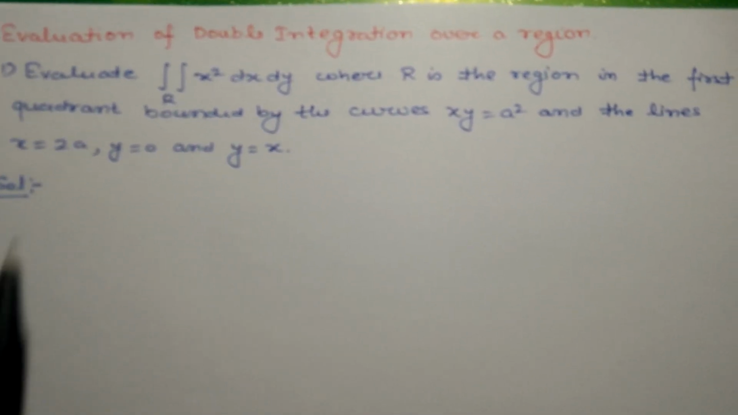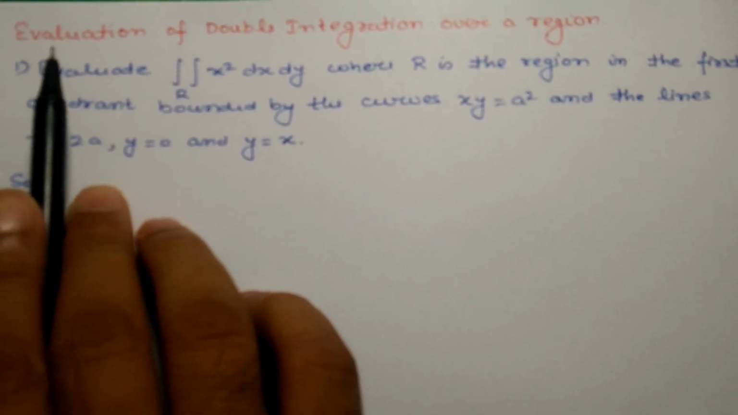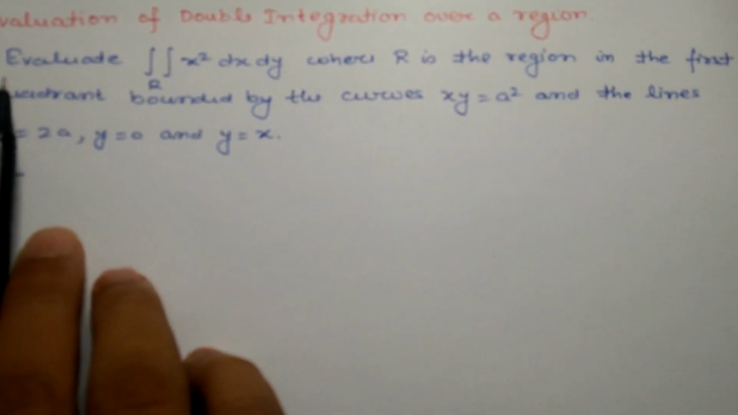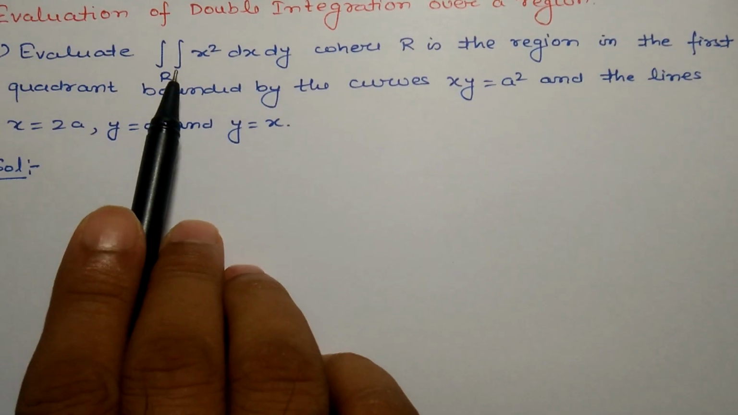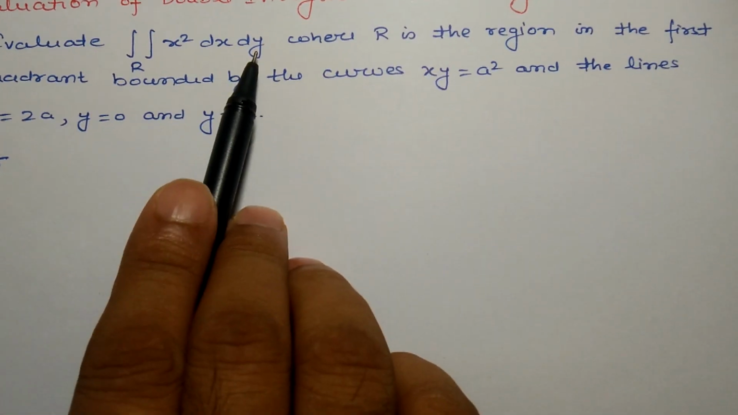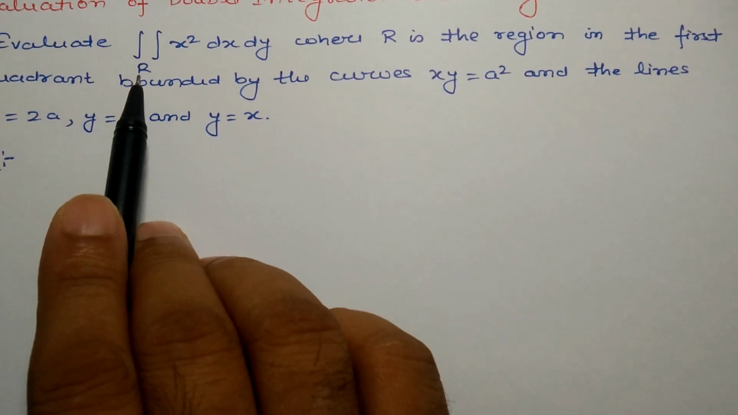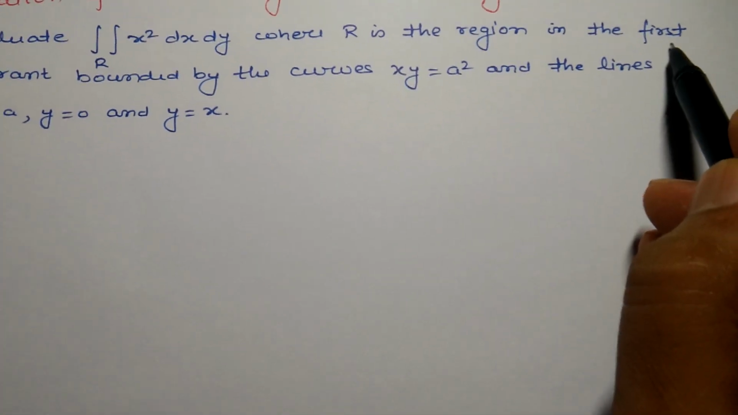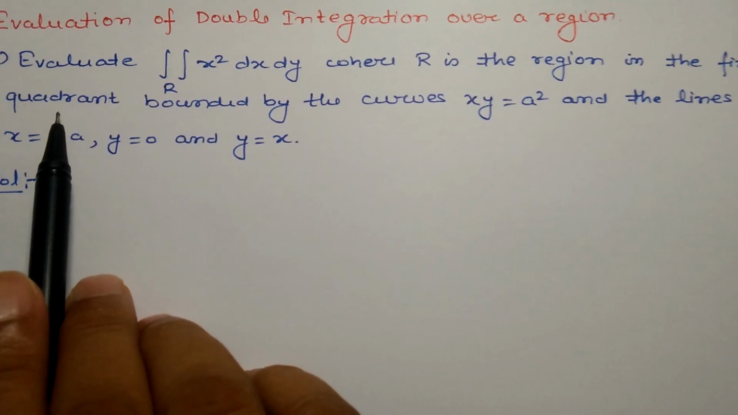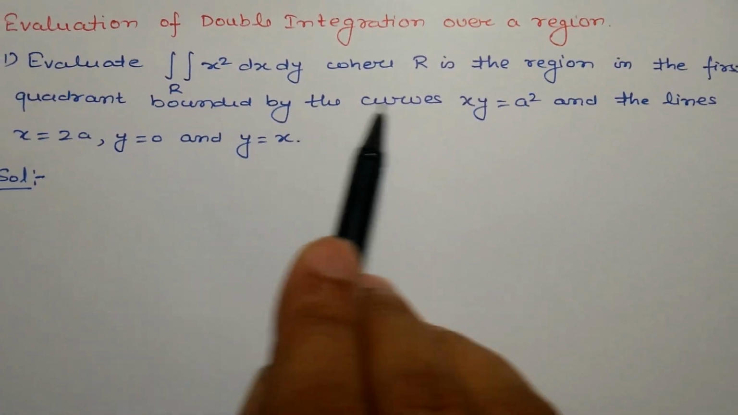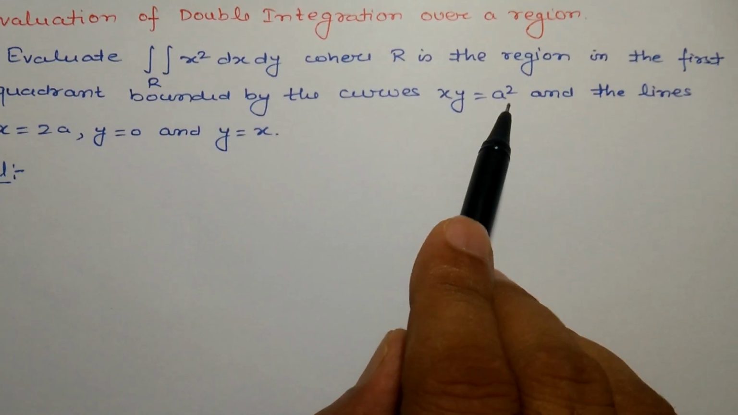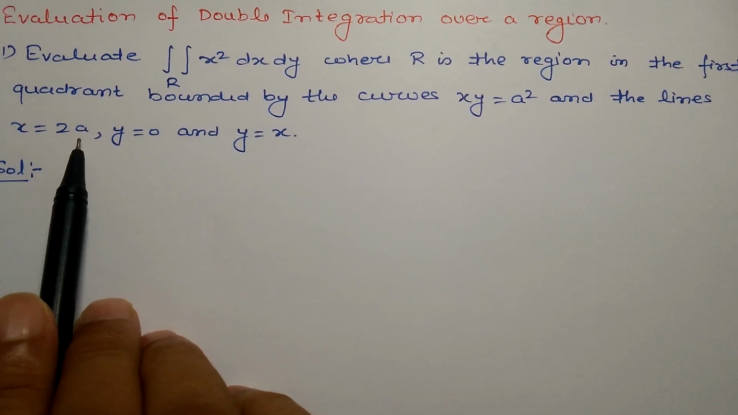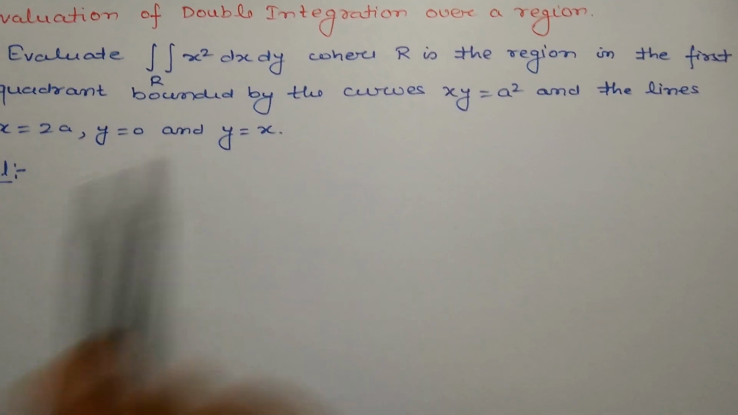Hello again. I'm taking one another example on evaluation of double integration over a region. In this example, we are going to evaluate double integration x square dx dy over the region R, where R is the region in the first quadrant bounded by the curves xy is equal to a square and the line x is equal to 2a, y is equal to 0 and y is equal to x.